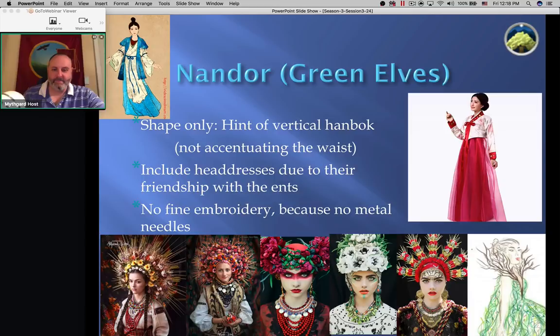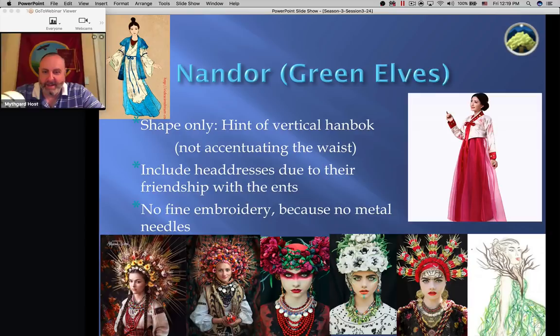So for the Nandor, I have a handbook again, but I don't want you to look at the details. I want you to look at the shape and see how it's very columnar. Am I putting the right emphasis? Yeah, columnar. Anyway, you know what I mean. I do. Like a column. Yes. So very straight up and down, like a tree trunk. Right. And then they have these beautiful headdresses that you can see at the bottom here because they're looking up at the Ents. Right. And they want their faces to be surrounded by beauty while they're talking to the Ents. You know what I mean? Right. And actually making themselves tree-like in a sense, right?